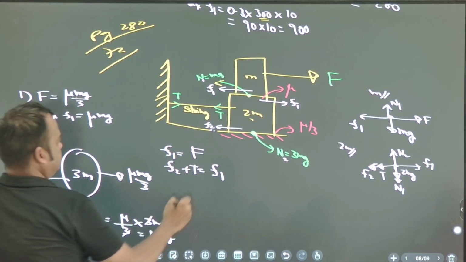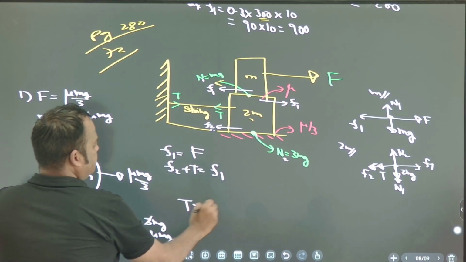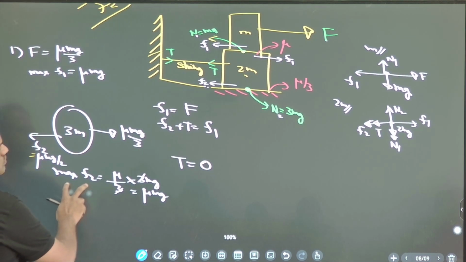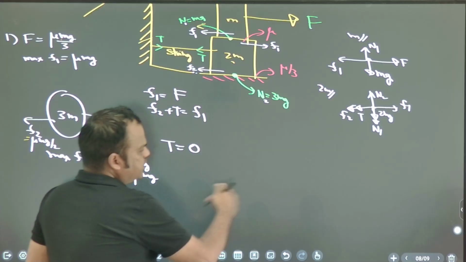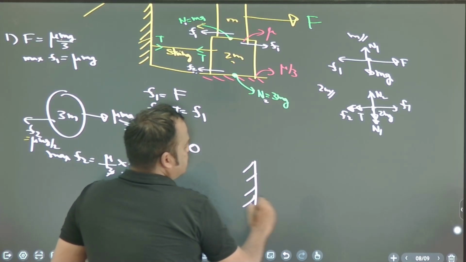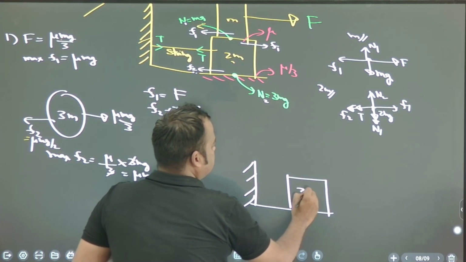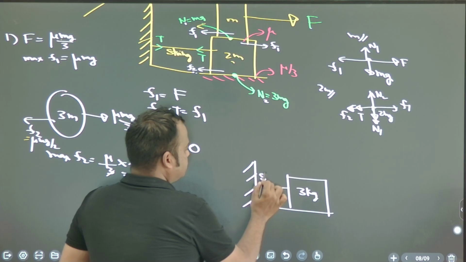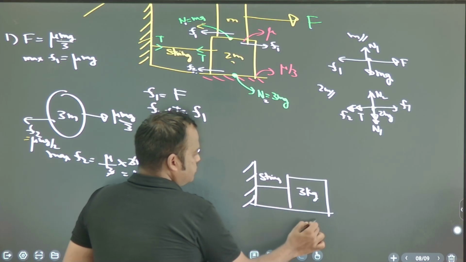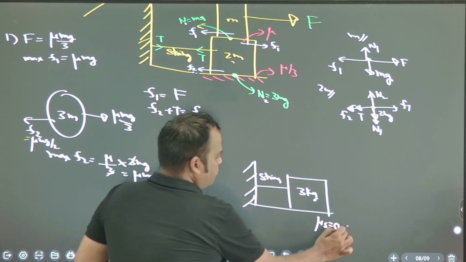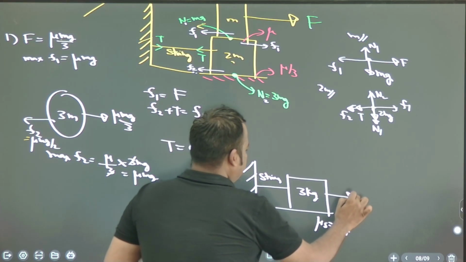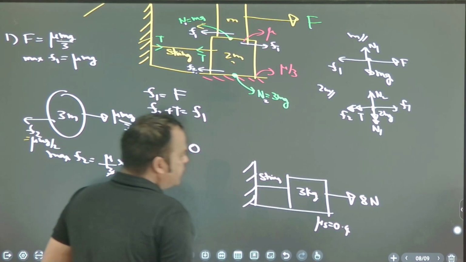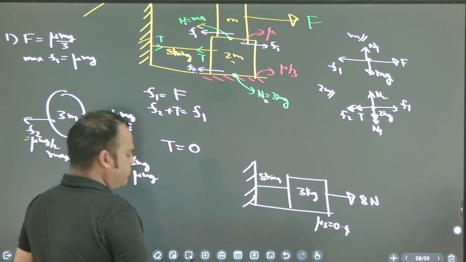Are you getting this point? Tension will be 0. See why tension is 0. Suppose this is the block, a 3 kg block, and this is the string. Suppose mu s is 0.4 and you are exerting 8 Newton. Tell me, what is the tension?